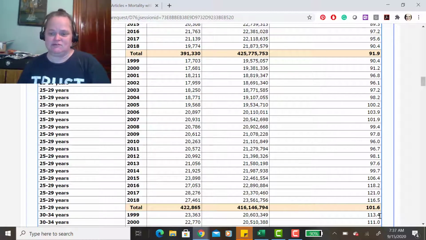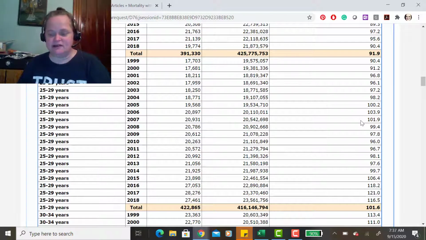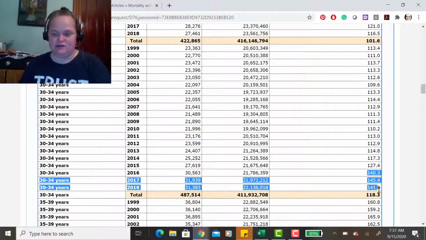2015, 2016, 2017, 2018. And what has been driving these have been violent deaths, so that's suicide and homicide, but also drug overdoses. That's really one of the things that has been driving younger age mortality. We're seeing it here for 30 to 34-year-olds. It's going at 113, and then it bumps up to 140.